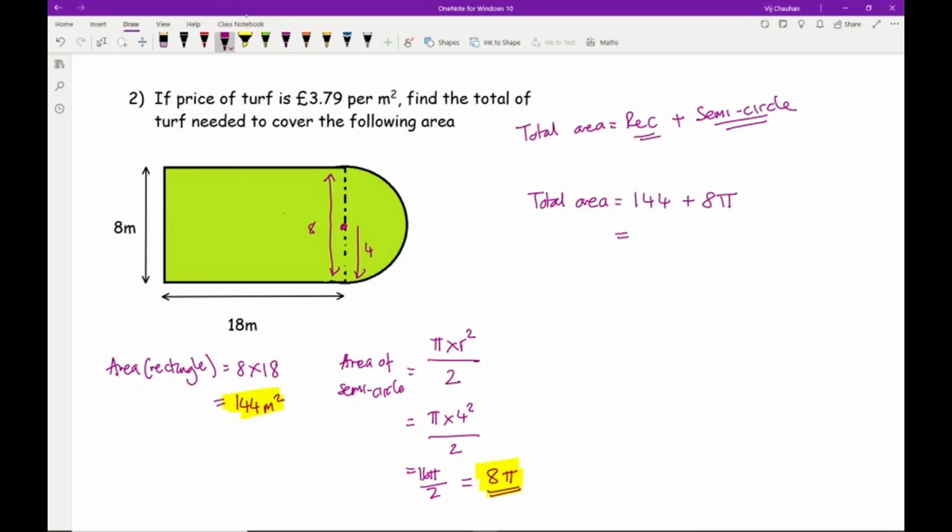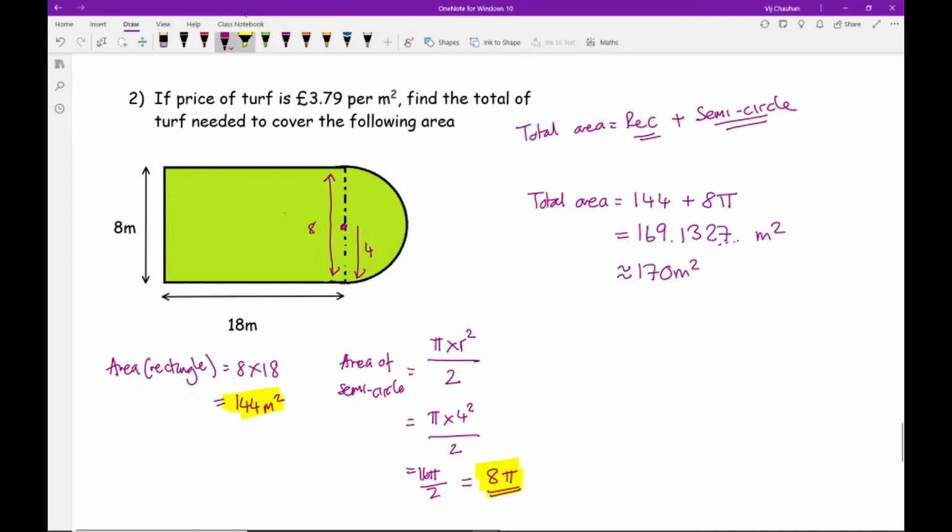Now if I type that into my calculator, 144 plus 8 pi, I get an answer of 169.1327 and a few extra numbers metres squared. Now because it's turf and it's an area, I'm going to round up to 170 metres squared because I don't want to end up with less turf.